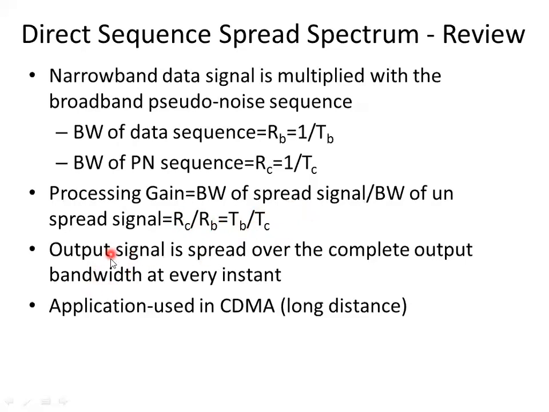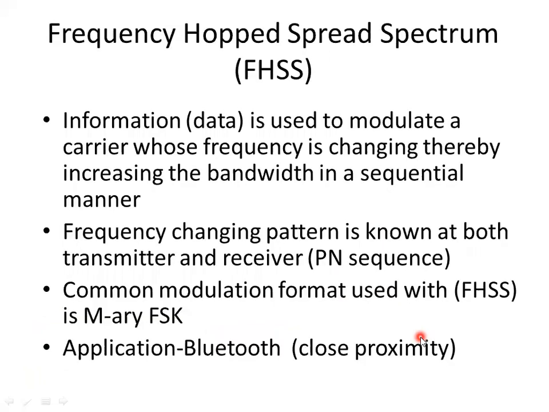In case of direct sequence spread spectrum, as we saw, the output signal is spread over the complete output bandwidth at every instant. That's why we say that in case of DSSS, the bandwidth is spread instantaneously. And one of the applications of direct sequence spread spectrum is in code division multiple access, that is CDMA, which is used for long distance communication. Now we'll see what is frequency hop spread spectrum.